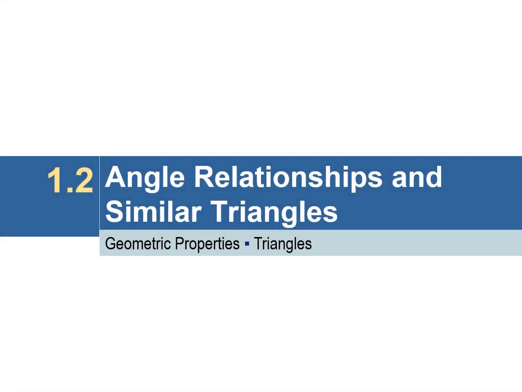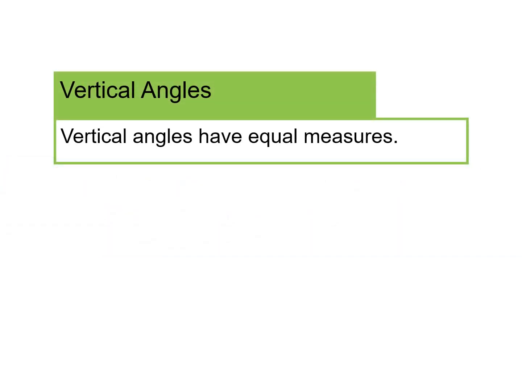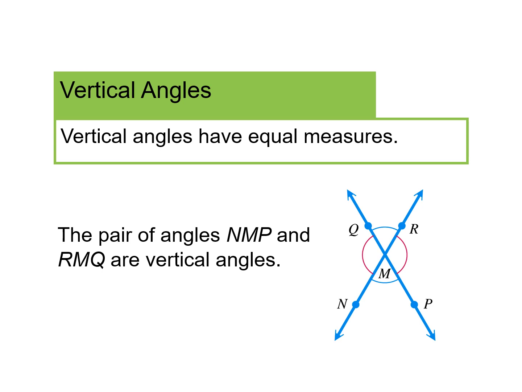Let's talk about angle relationships and similar triangles. Vertical angles. Vertical angles, first of all, always have equal measures, and they occur when you have two intersecting lines.